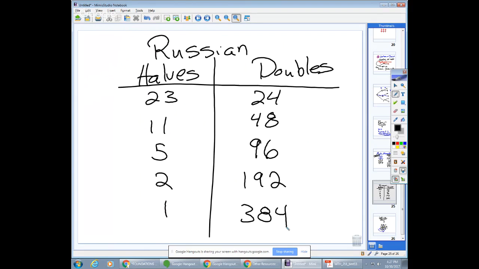Then every time I have an odd number in the half column, the corresponding double is an important one. So 1 is odd, so I circle the 384. 2 is even, I don't care about 192. 5 is odd, so I do care about 96. 11 is odd, so I do care about 48. 23 is odd, so I do care about 24. Anytime there's an odd number in the halves column, I need the corresponding double. Add up those doubles and see what you get.